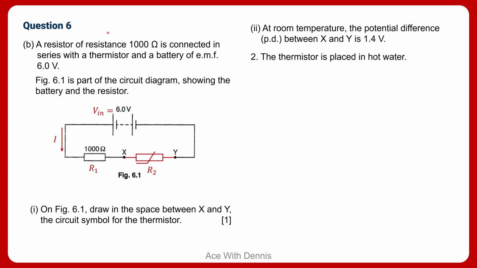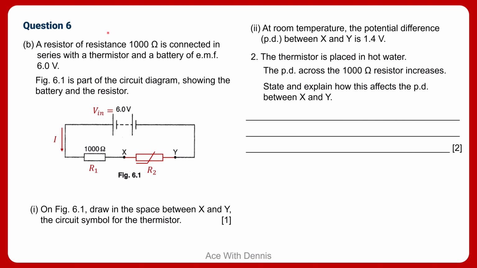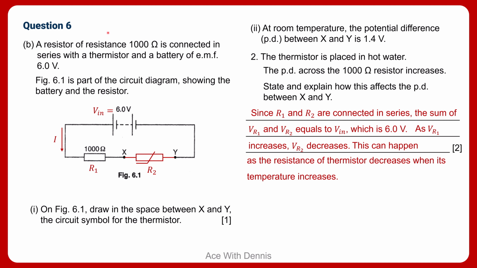Question 2. The thermistor is placed in hot water. The PD across the 1000 ohm resistor increases. State and explain how this affects the PD between X and Y. 2 marks. The answer for this question is, since R1 and R2 are connected in series, the sum of VR1 and VR2 equals V in, which is 6.0 volts. As VR1 increases, VR2 decreases. This can happen as the resistance of the thermistor decreases when its temperature increases.